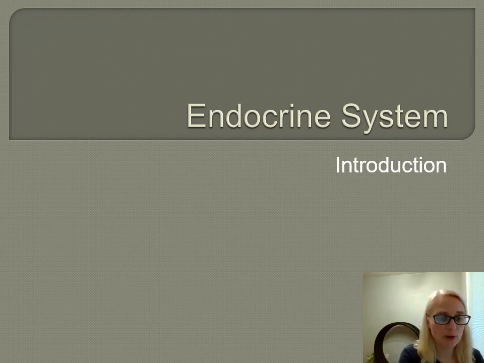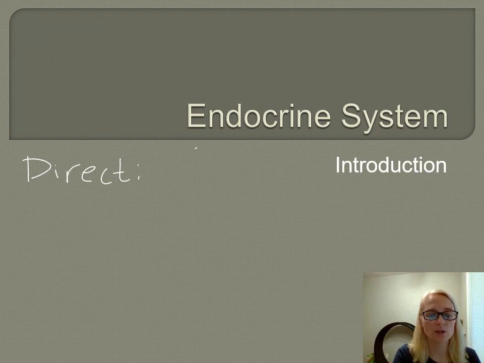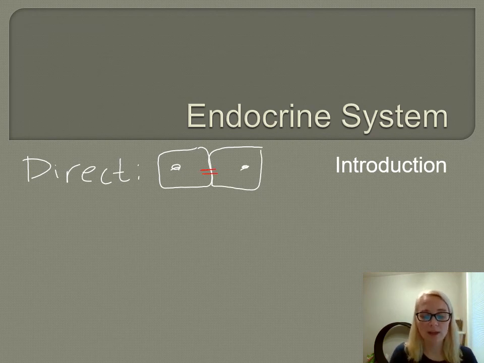So the first type is direct. Direct communication is cells touching each other, so cell to cell communication. Let's say you have a cell here and a cell here, and they might have a gap junction between them. They can have their substances communicate back and forth through this direct cell connection.